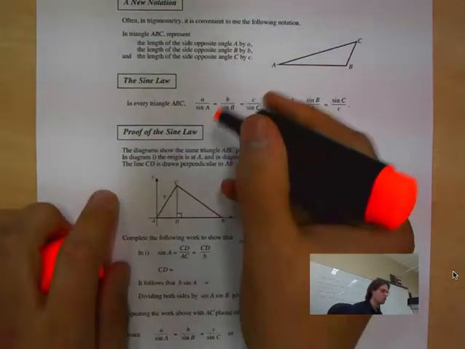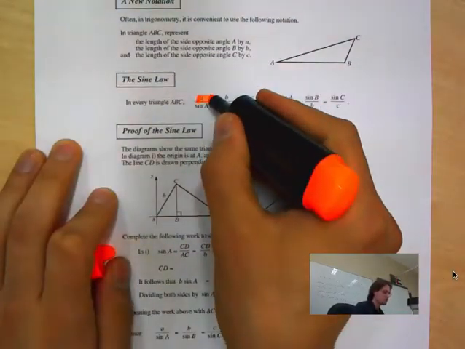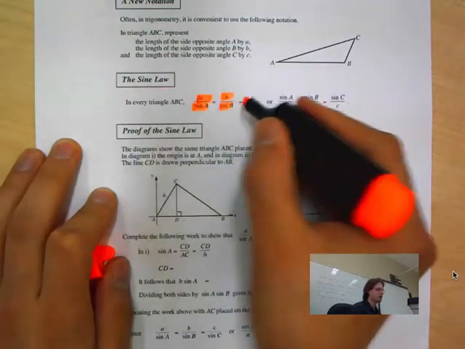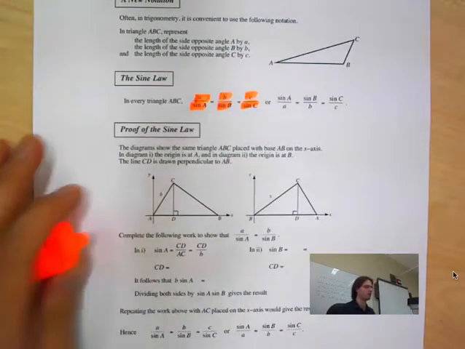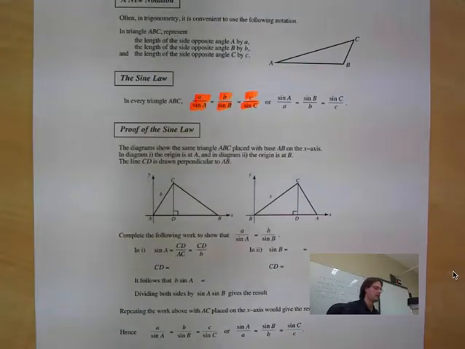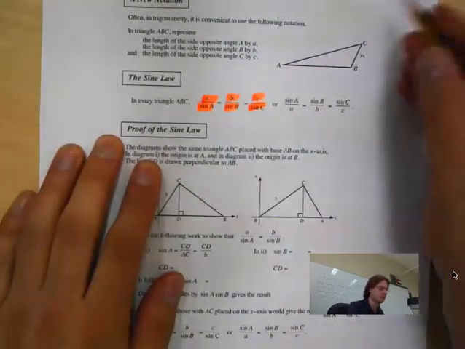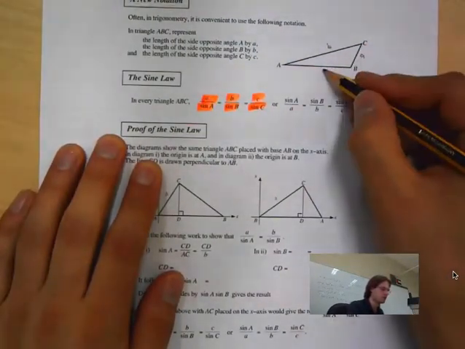We could either do it two ways. We could look at it this way: the opposite side divided by its corresponding angle. So if we look at it, this would be A right there. This would be side B. This would be side C.